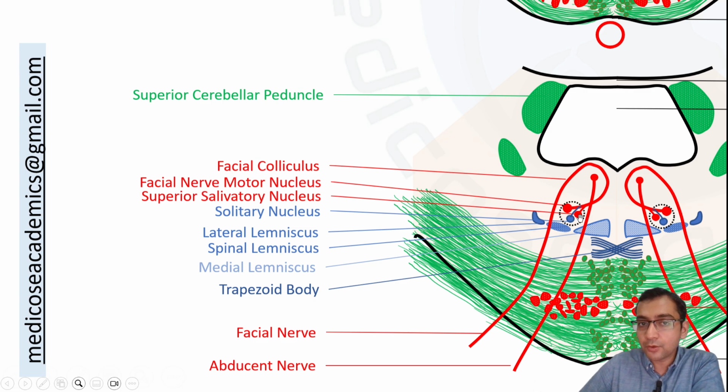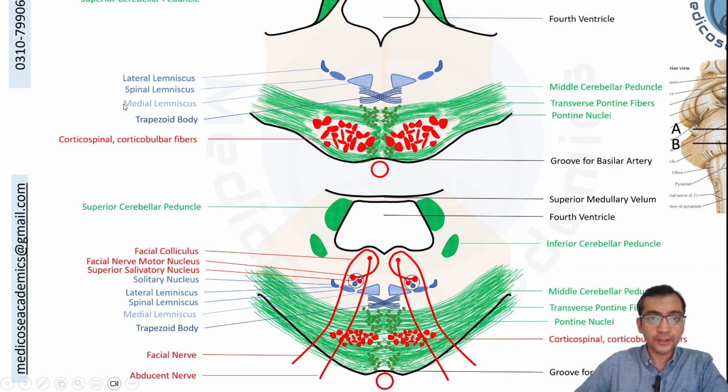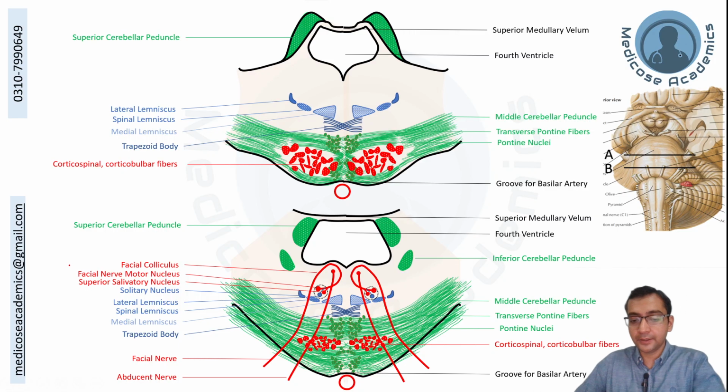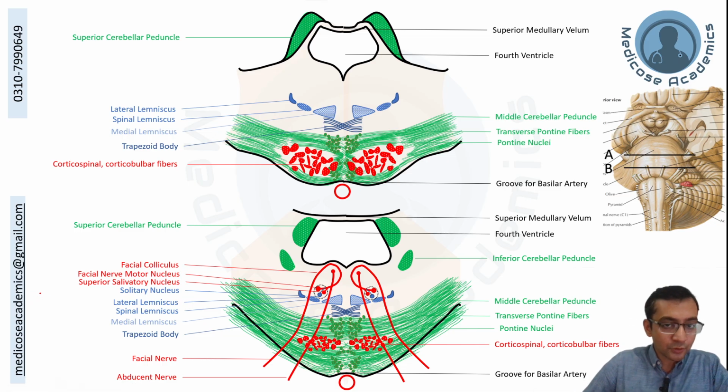Then the second red nucleus I have drawn is the superior salivatory nucleus. Technically there are 2 nuclei here. The true nuclei that are here are the superior salivatory nucleus, and then there is the lacrimatory nucleus.